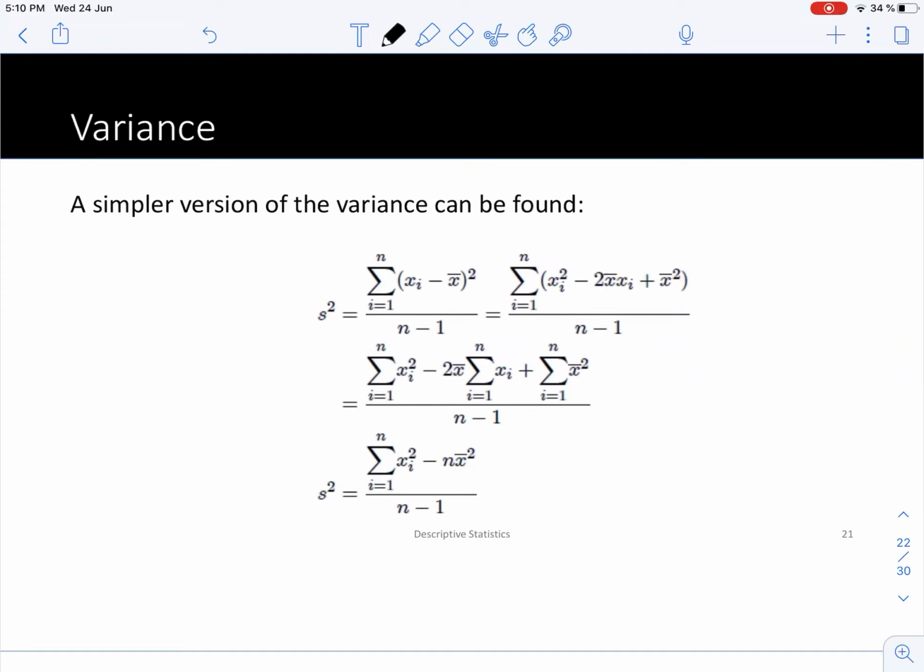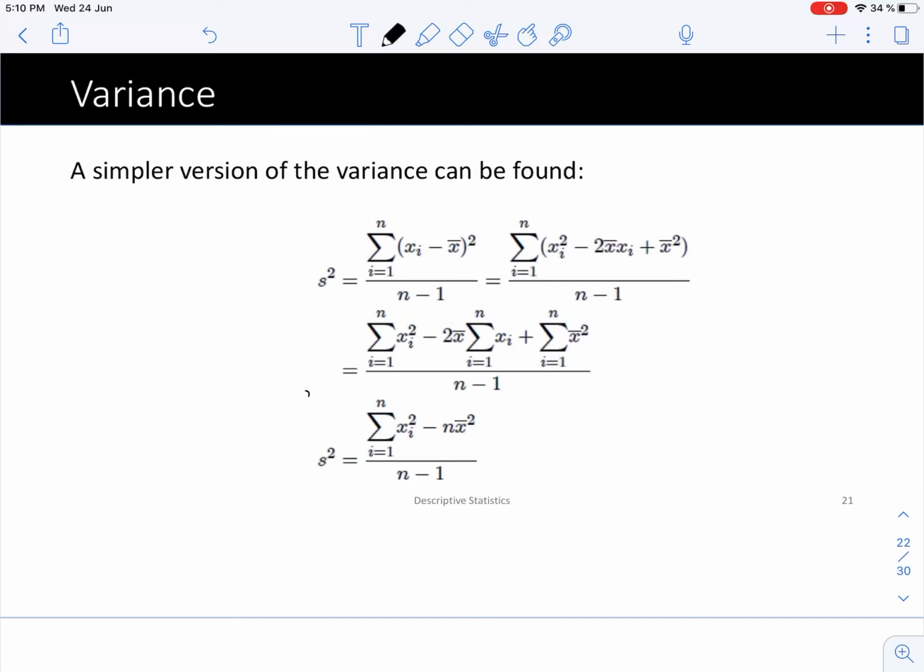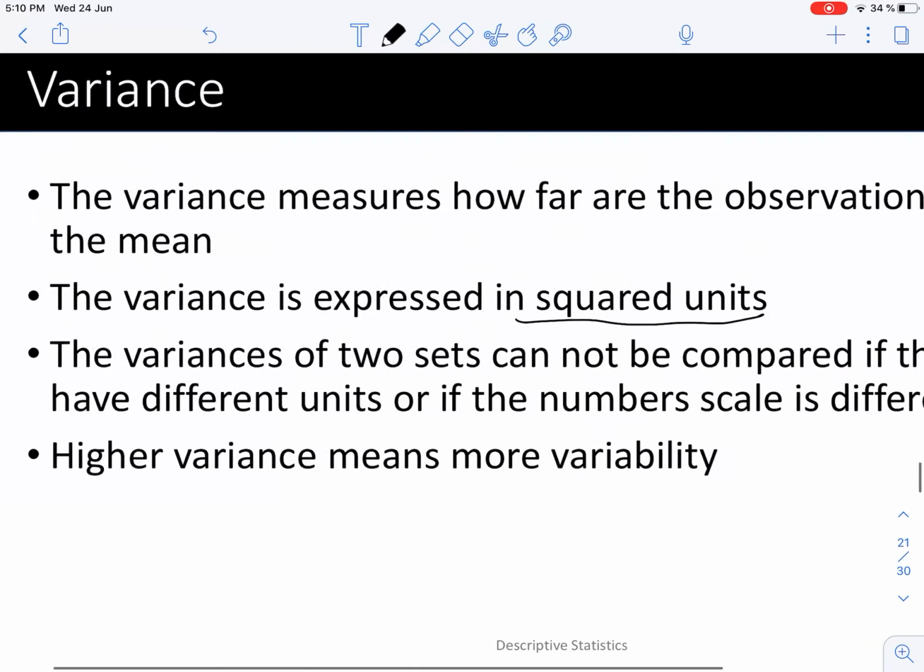There are alternative ways to compute the variance. So this is one of the possibilities. This is a second equation. So you can use either equation you want.